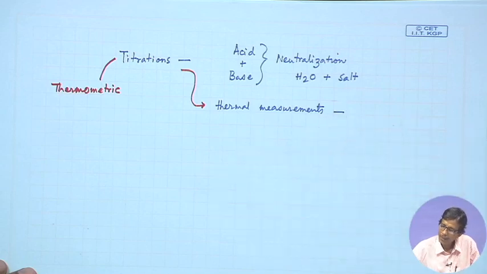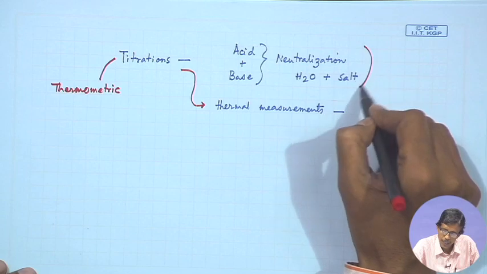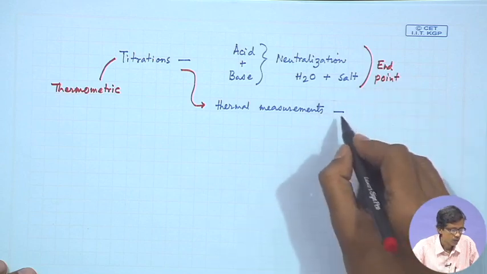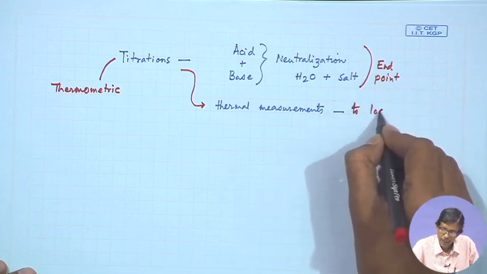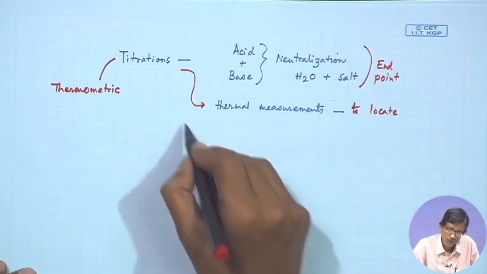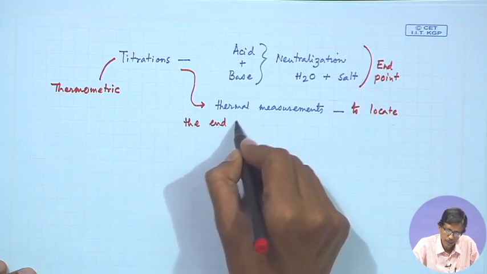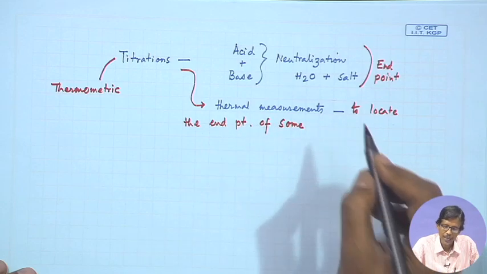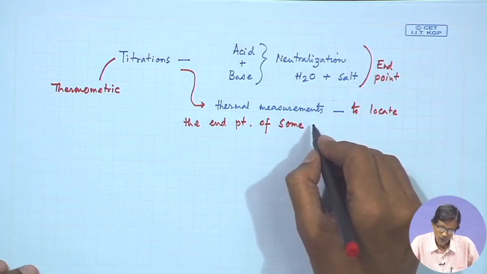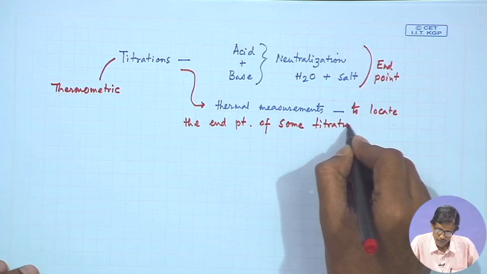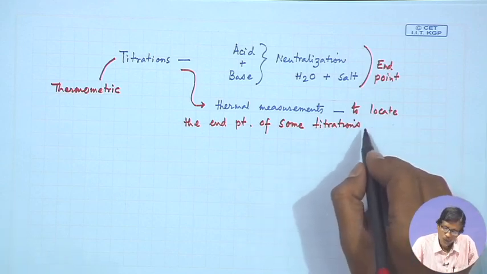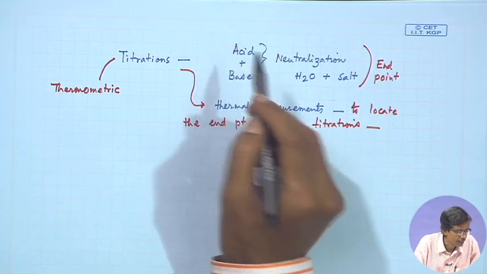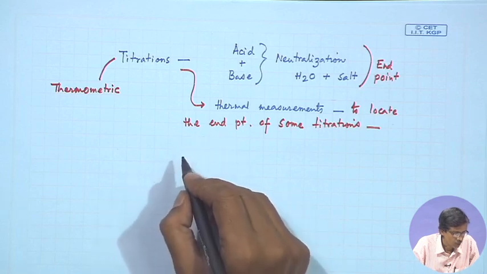Why do we do these thermal measurements? Because to locate this particular end point. So, this is the end point. So, to locate the end point of some titrations, which can be detected nicely, we can go for this. We all know that we can have some analyte and the titrant. So, temperature.